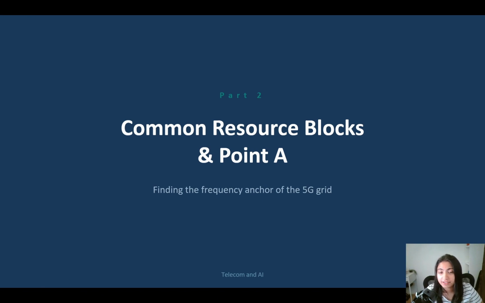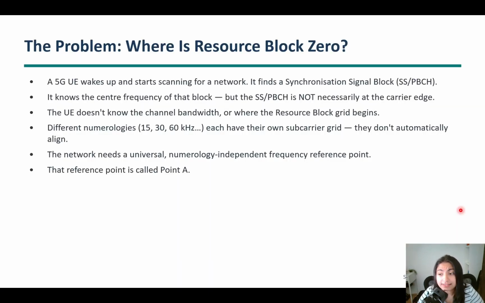Now let us take a detailed look at the subject of this video, which is common resource block and point A. Here is the challenge that common resource blocks and point A are designed to solve. When a 5G phone first turns on and starts looking for the base station, it does something called an initial cell search. It scans the entire spectrum and finds the SS/PBCH block, which is the synchronization signal and physical broadcast channel block, and it finds the frequency location of the SS/PBCH block. From this, the UE learns the cell identity, the system timing, and then the MIB.